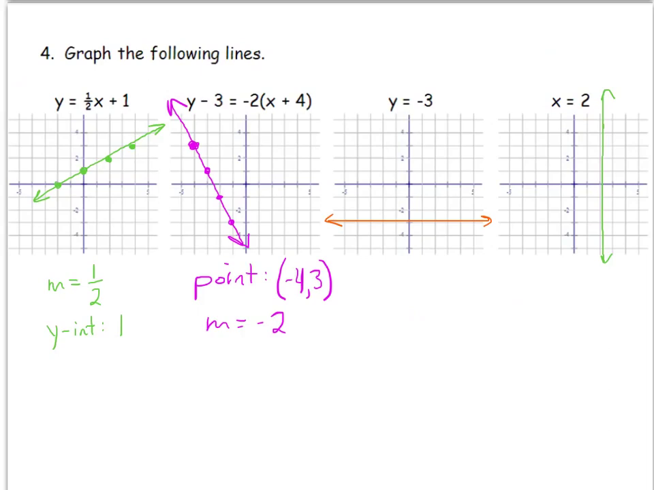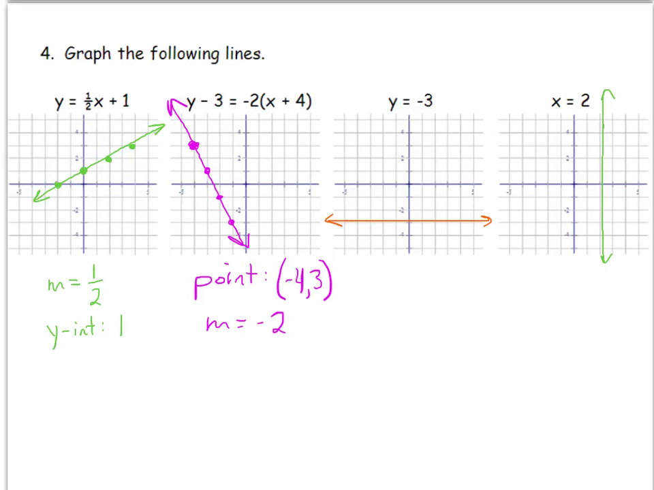Alright, so let's go ahead and take a look at the first example. We've got y equals 1/2 x plus 1. I notice that it's written in slope-intercept form, so I can pull not only the slope from this, which is 1/2, but also a y-intercept of 1. Go to your y-axis, plot your y-intercept at 1, and then my slope was 1/2, so that meant I went up 1, right 2, up 1, right 2.